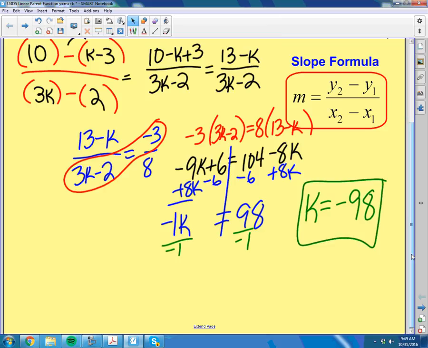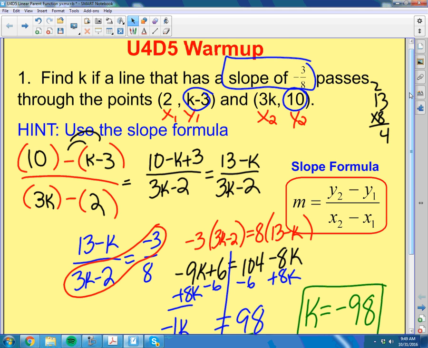It becomes simply an equation. When you get variables in ordered pairs, it doesn't mean you can't do anything with them. It just means you have to begin working through it algebraically, using the slope formula. It's honestly the only time I ever use the slope formula. And by the way, what that means is that if you put negative 98 in for K up here and do all the work, the slope through those 2 points is negative 3/8.